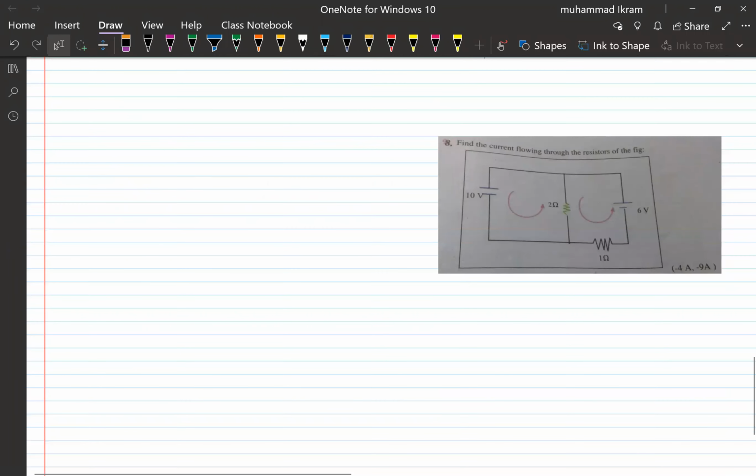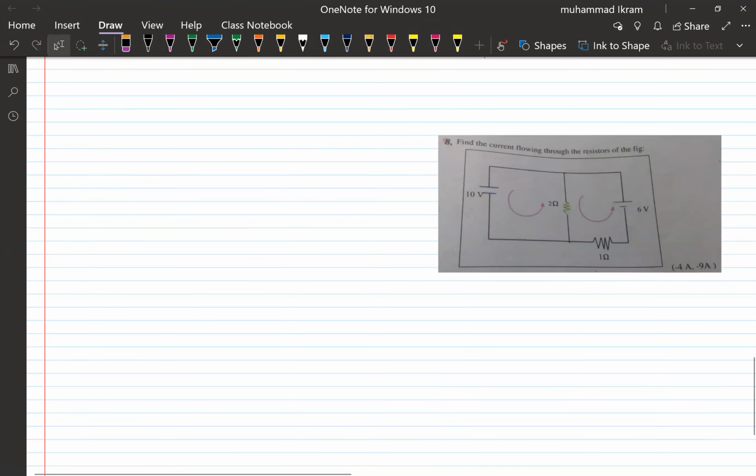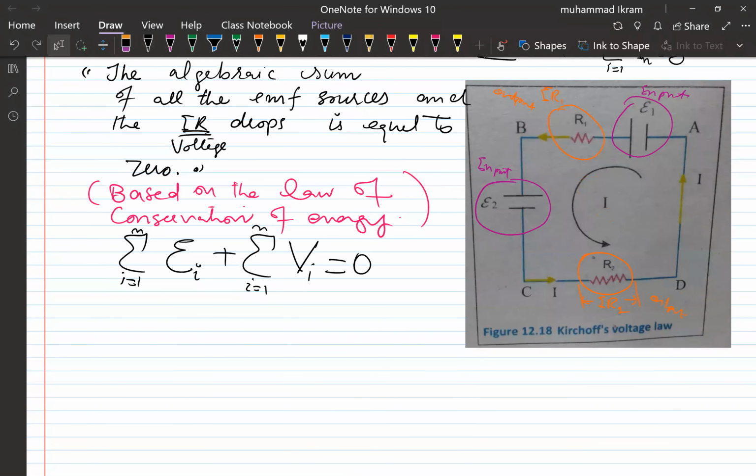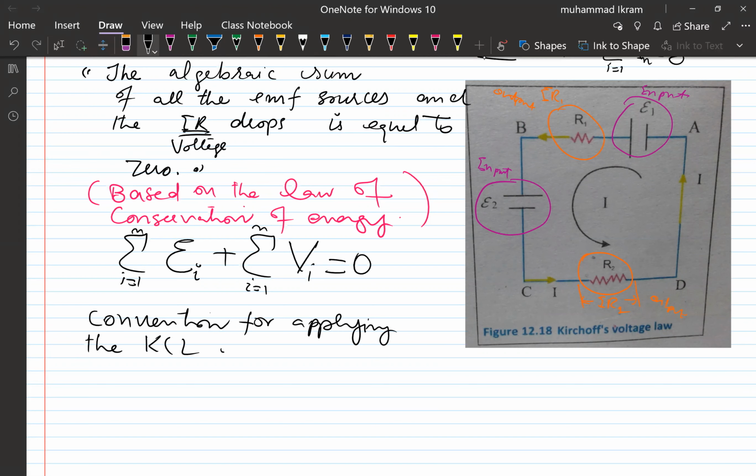Solving any question by using the Kirchhoff rule or law, I will do that later on. But for now, let me show you how it is based on this. In order to solve or apply such a situation, there are certain rules that we call the convention for applying the KCL law.